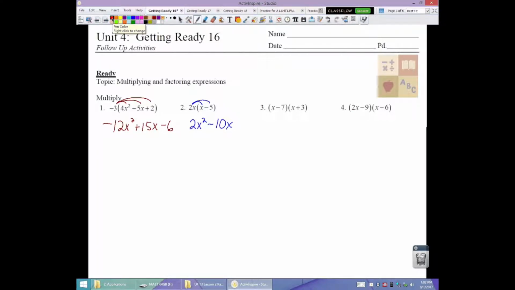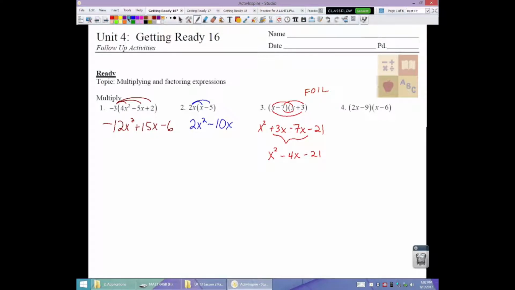Numbers 3 and 4 now, we have a binomial times another binomial. So for these two, we will use the FOIL method. So first, x squared, outers, positive 3x, inners, negative 7x, and last, negative 21. We do have like terms now, so we need to combine and end up with x squared minus 4x minus 21.